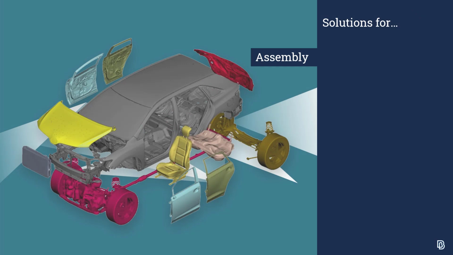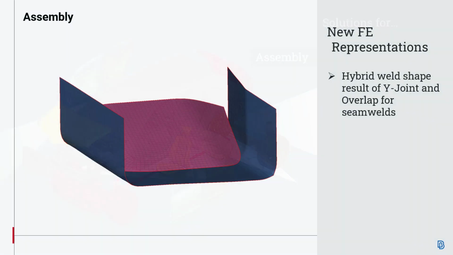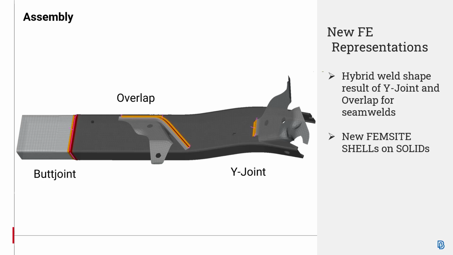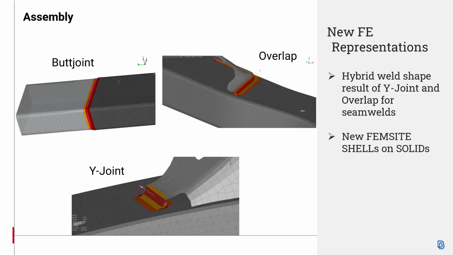Significant developments have been introduced in the assembly field. New FE representations for seam welds are added. A new hybrid weld shape of Y-joint and overlap allows to assign different specifications between the Y-joint and overlap parts. And a new FEMSITE shells on solids FE representation allows, among others, to create heat-affected zones along with mesh reconstruction on solids. The available weld subtypes are butt joint, overlap, and Y-joint.